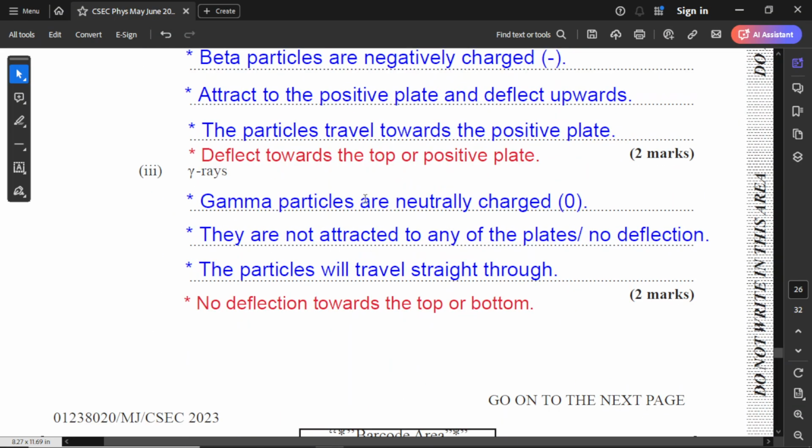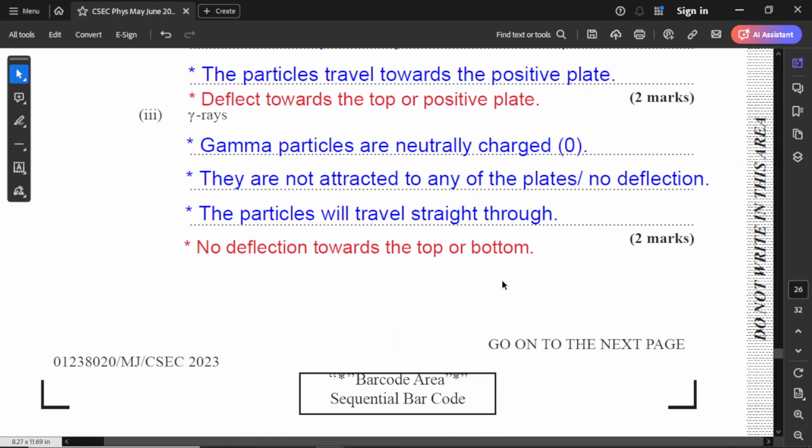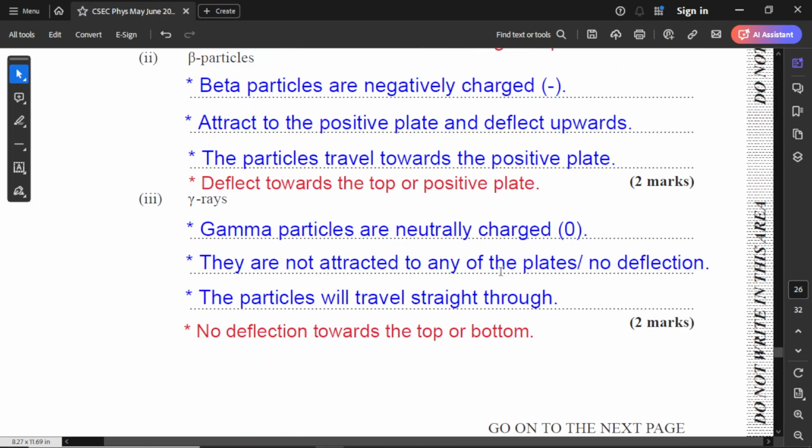Gamma ray particles are neutrally charged, so there is no charge to them. Therefore there is no attraction between the plates, and so we have no deflection, and the particles just travel straight through the vacuum. So we have no deflection towards the top or bottom. That's the red marks or points.